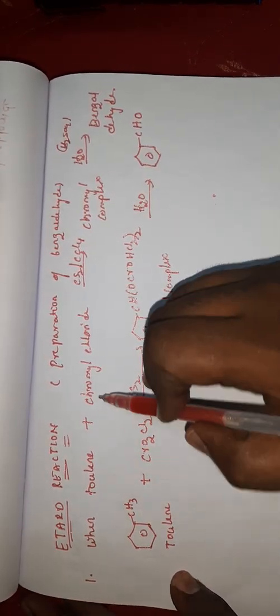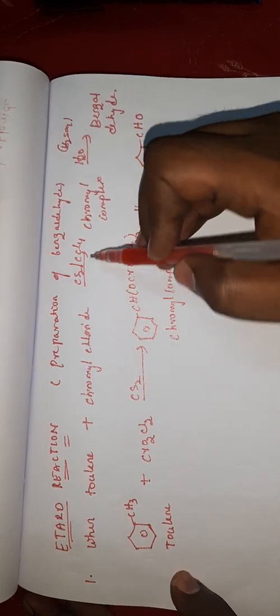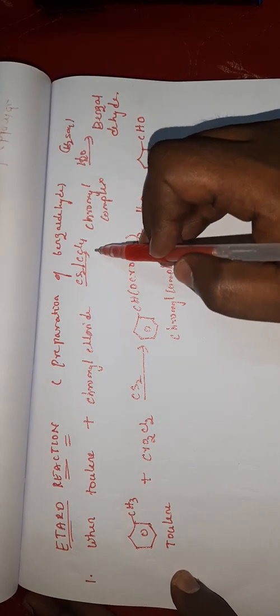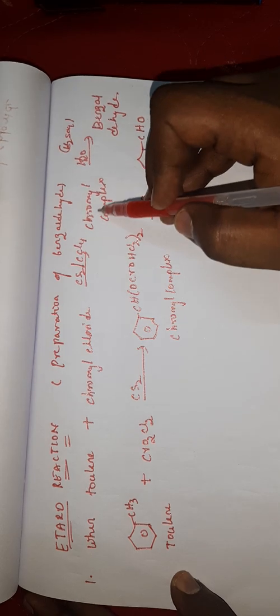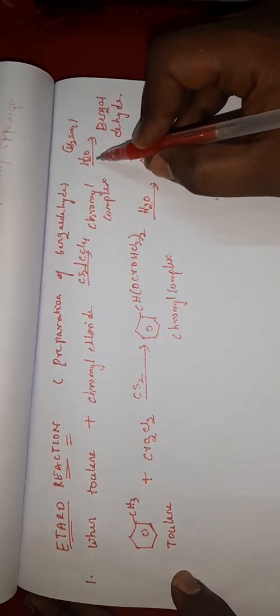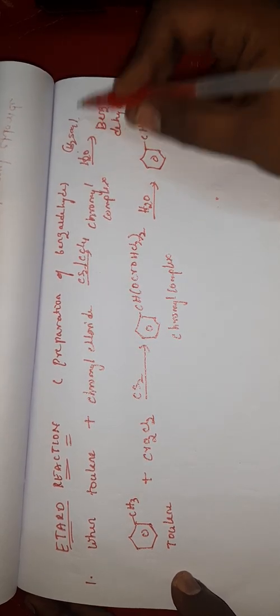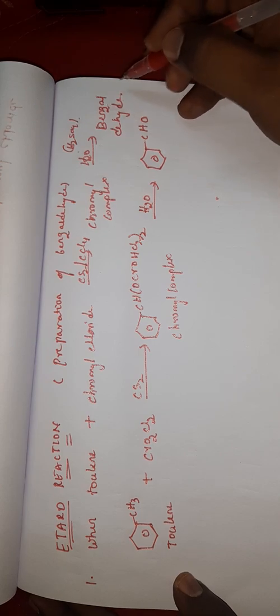When toluene is reacted with chromyl chloride in the presence of CCl4 or CS2 to form a chromyl complex, it undergoes hydrolysis in the presence of an acid to form benzaldehyde.